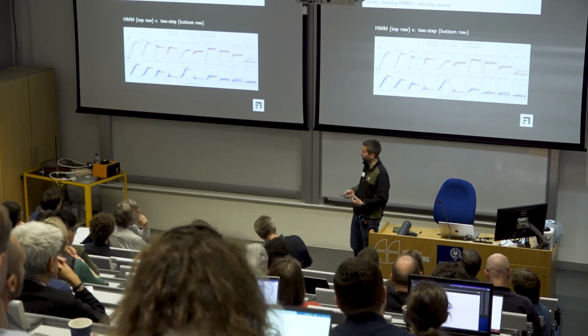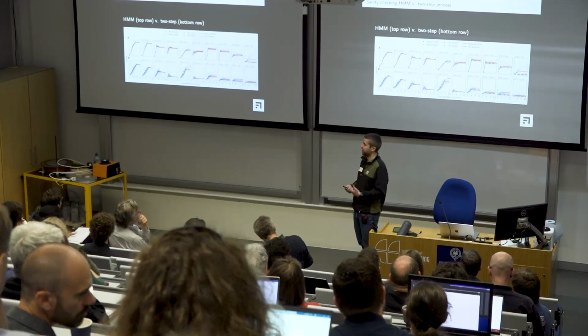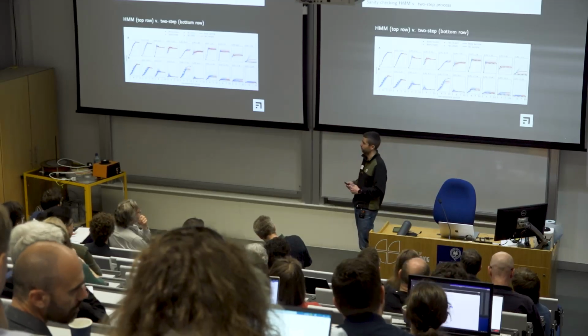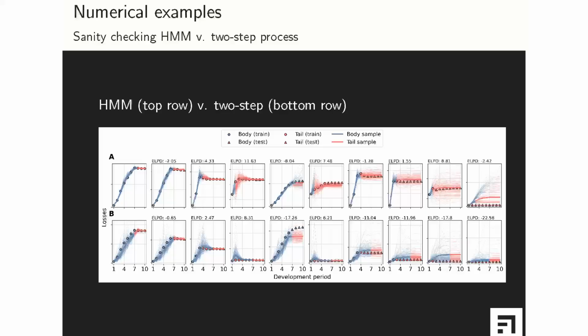We then looked at some numerical examples where we simulated these loss triangle data sets from the hidden Markov model process and then fit the hidden Markov model and the two-step process as a sanity check. So the top row here are the data points as circles and the triangles are test data points. The lines are samples from the posterior predictions. And the bottom row is the same, but for the two-step process.